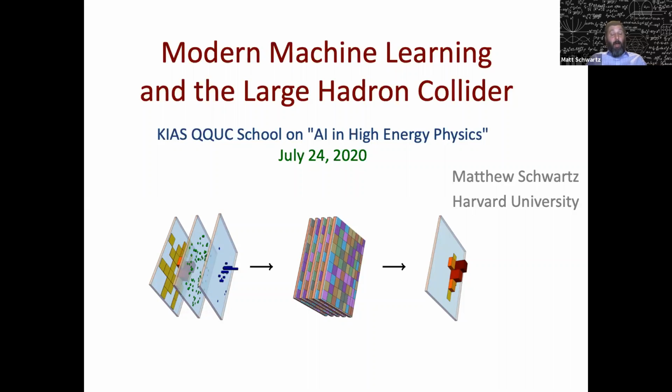So it's a pleasure to be here, or be virtually here. I hear you've been learning a lot about machine learning and some QCD, and I'm going to give you a sort of overview of my views on the interface between the two. So the talk is about modern machine learning and the Large Hadron Collider. It's a sort of colloquium level talk, but please feel free to interrupt.